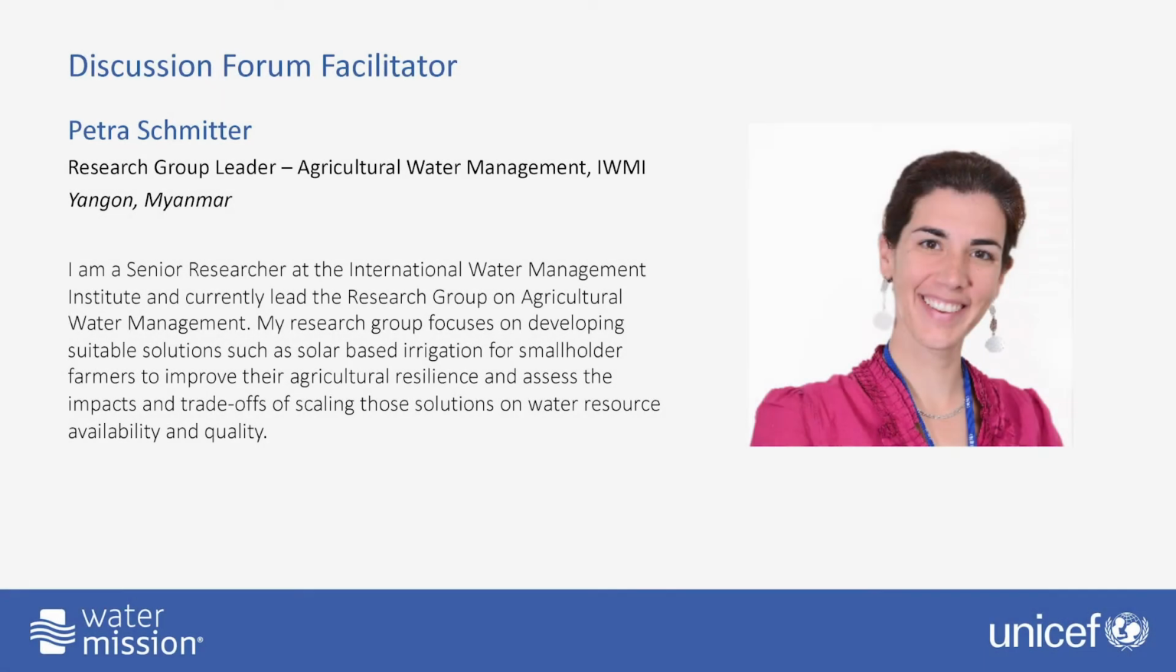I'm Petra Schmitter, and I'm the research group leader for agricultural water management at the International Water Management Institute. Our research group works a lot around solar innovations for irrigation and multi-purpose use, especially targeting smallholder farmers in developing countries. We also look at identifying where those solutions are scalable, what is the enabling environment, and what are some of the barriers that might prevent smallholder farmers from accessing or benefiting from the solar solutions.